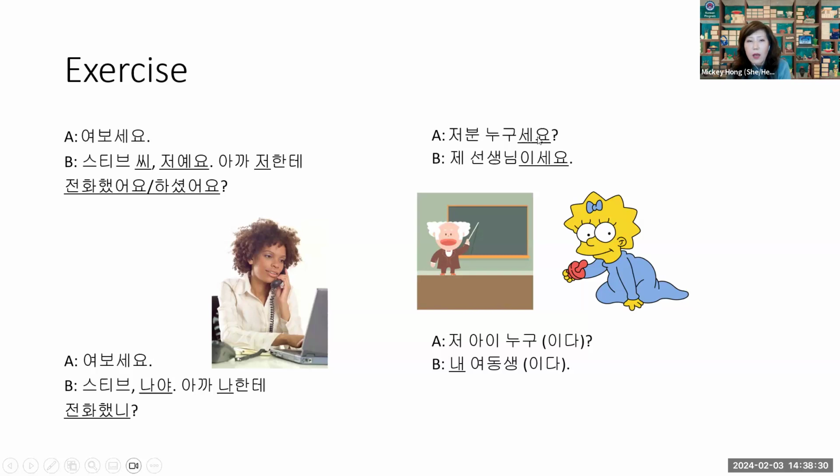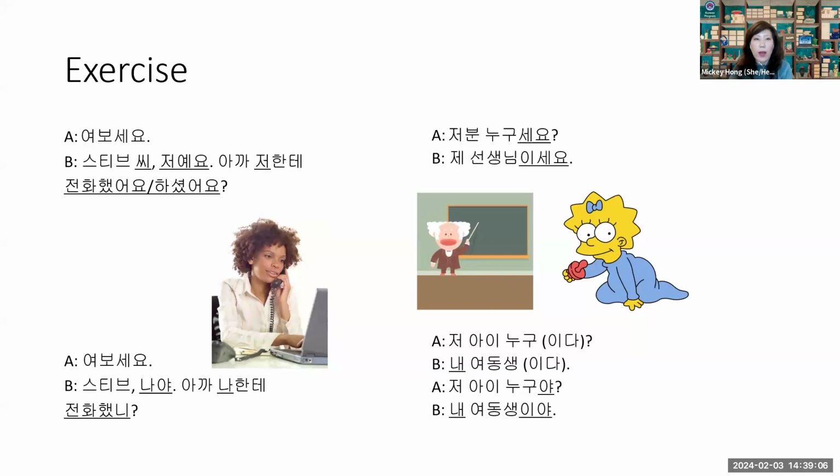저분 누구세요? You would say that's somebody who is visibly older. If it's a kid, 저 아이 누구야? Okay, whose kid is that? Who is that kid? 제 선생님이세요. You would answer for somebody who is older. 이세요. Okay, 저 아이 누구야? 내 동생이야. Okay, 저 아이 누구니? 누구냐? 내 동생이다. 내 동생이다. Or you could just say 내 동생 too, without the yo.